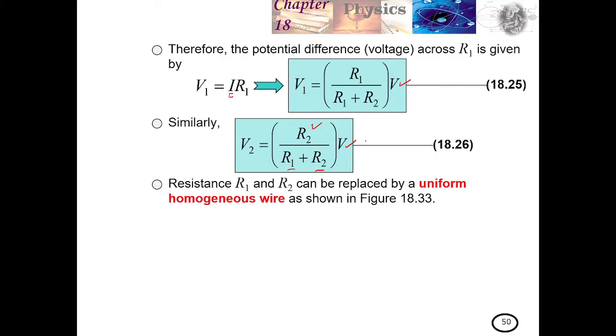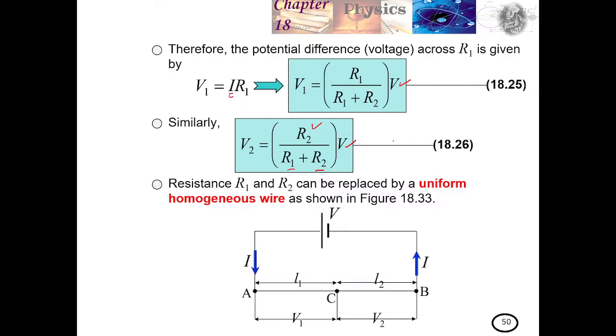Resistances R1 and R2 can be replaced by a uniform homogeneous wire. Let's say you don't have any resistor, you can replace it with a homogeneous wire. You can see here L1 and L2: although from A to B is one single wire, you can divide it into 2 parts of wire.